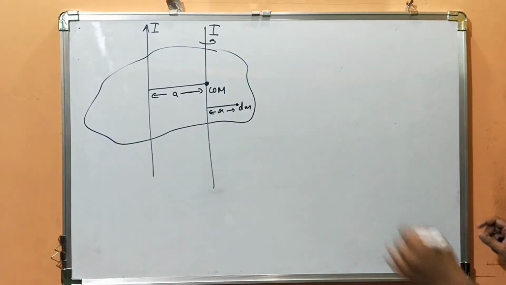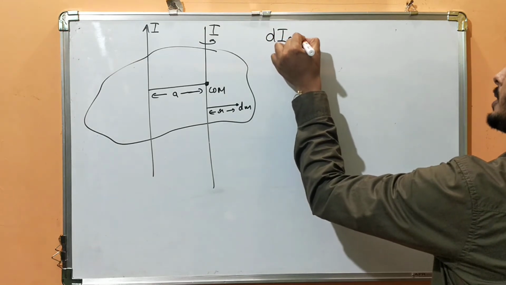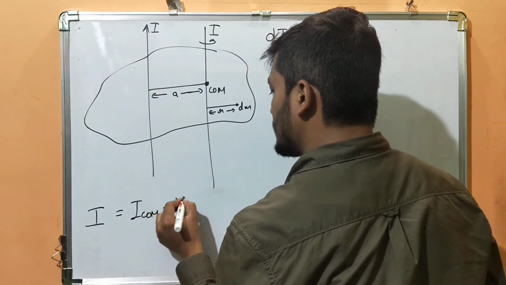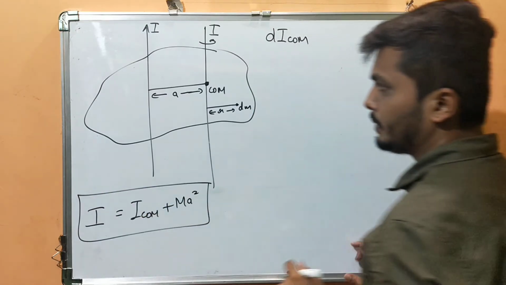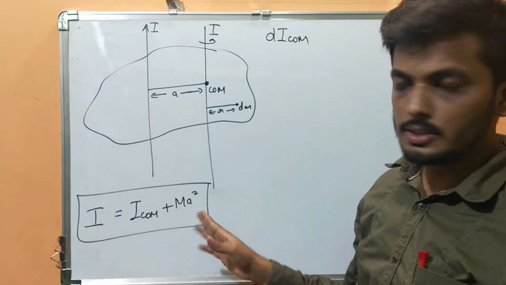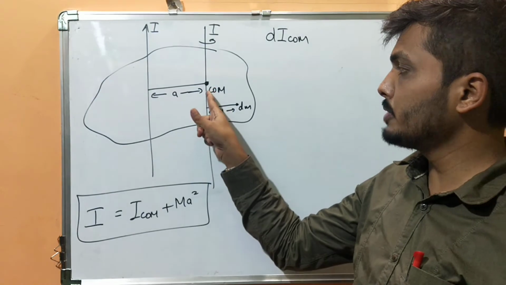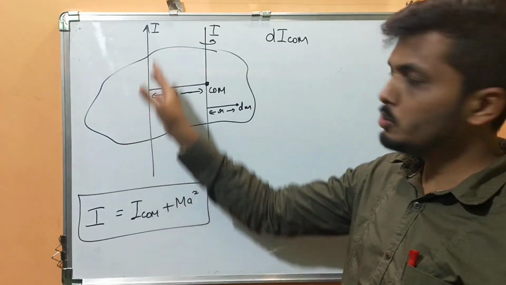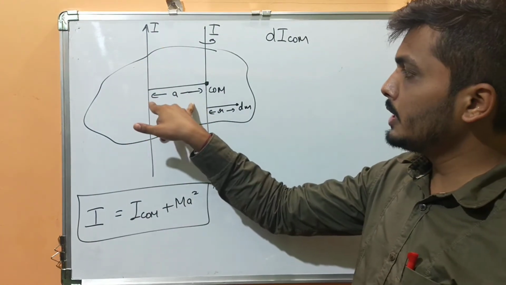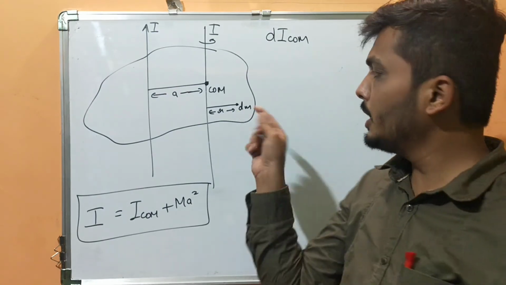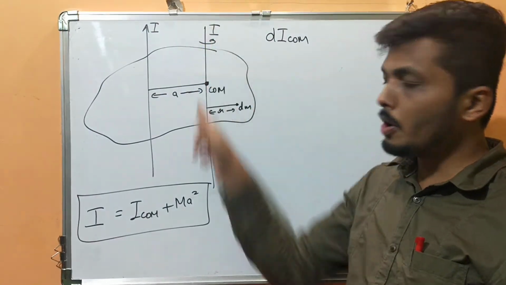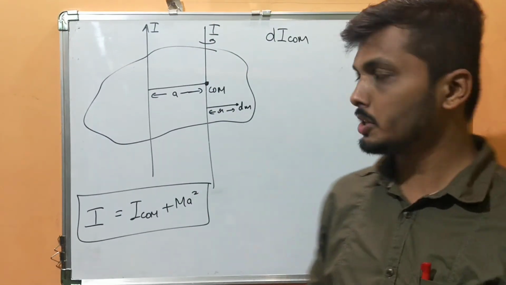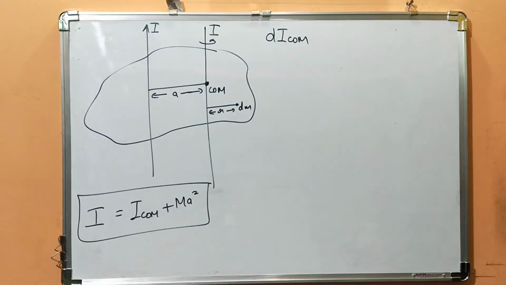Now let us find dI center of mass. Remember what we want to derive? I equals I center of mass plus M A square. So let us see how it came. I took a body, I took one axis. Very important, one of the axes should pass through the center of mass. So I'll assume that the body has a center of mass here. And one more axis whose moment of inertia we are going to find, which is at a distance A. I'll take one small mass dm, which is at a distance r from my center of mass. So center of mass becomes my origin. As I told you, to find center of mass you should have an origin. So this becomes the origin.